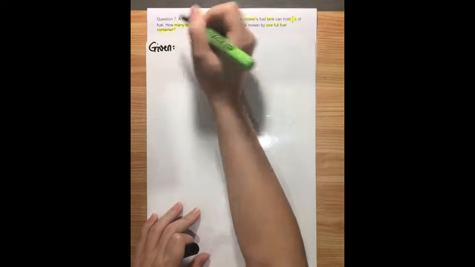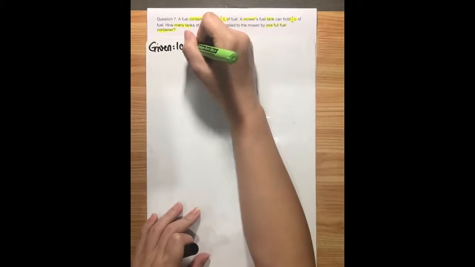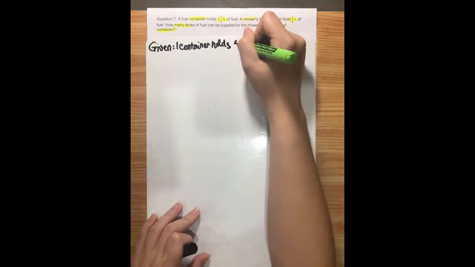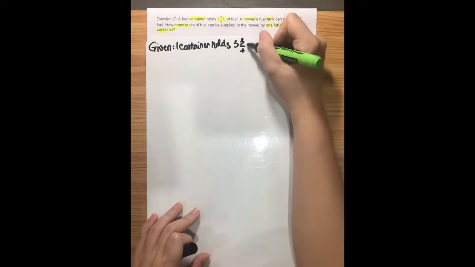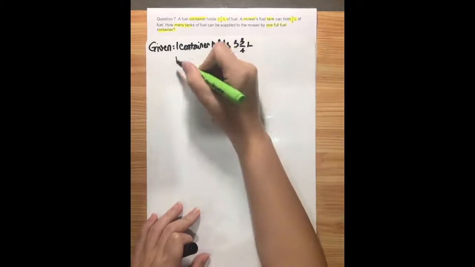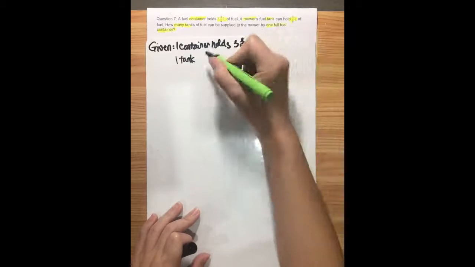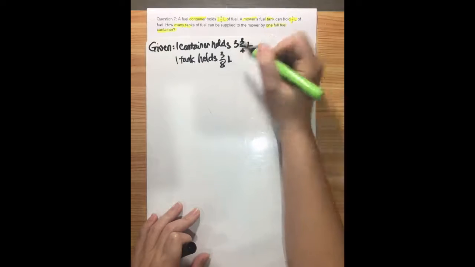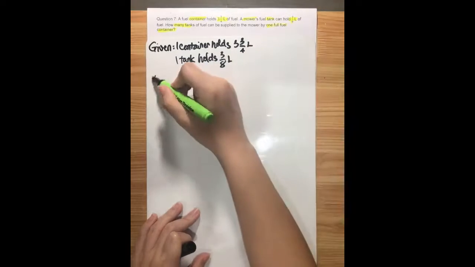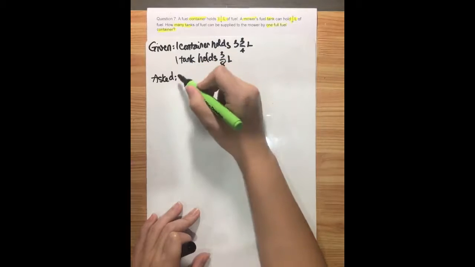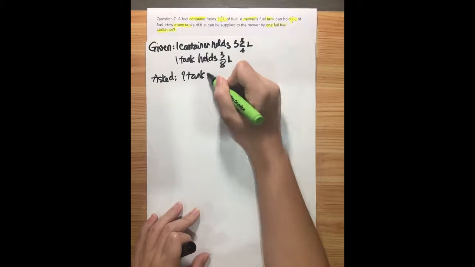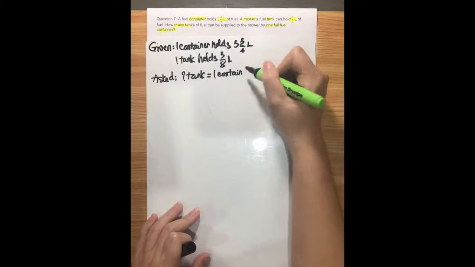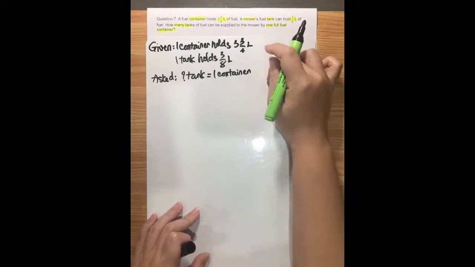So I was given that one container holds 3 3/4 liters of fuel, and then I was also given that one tank holds 3/8 liter of fuel. I was asked to calculate how many tanks can be filled up with one container of fuel. So that's step 1. That's step 2.